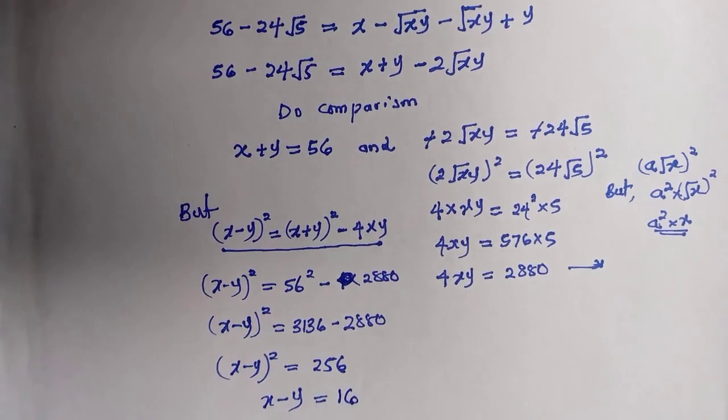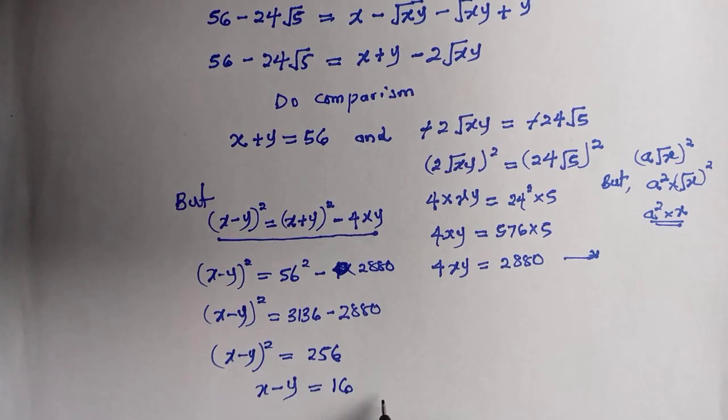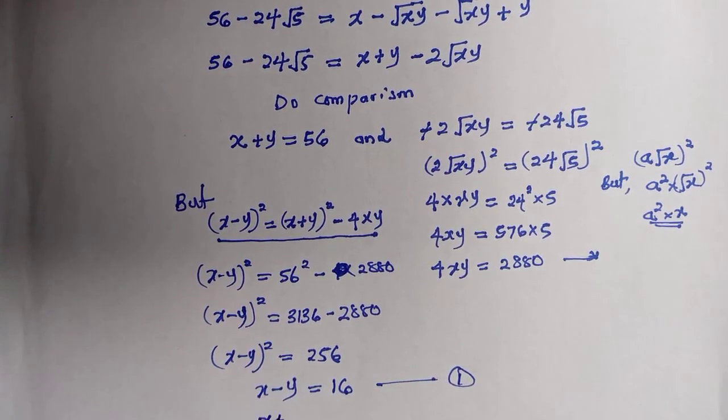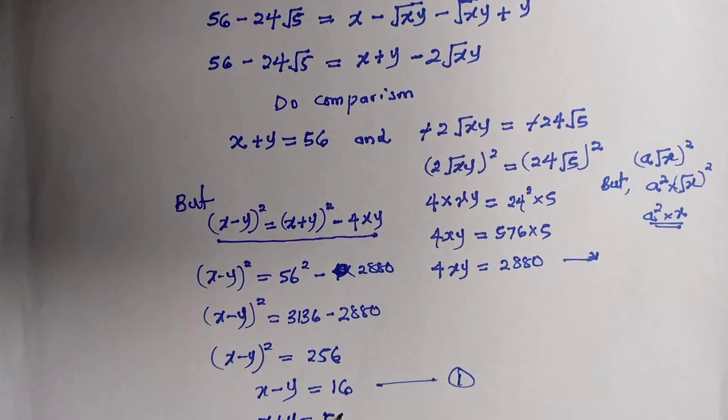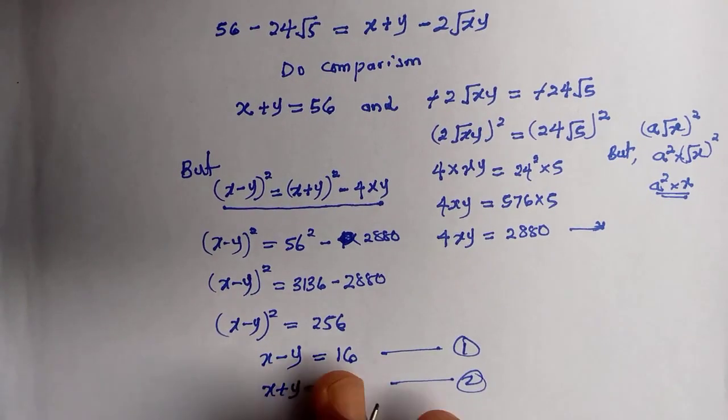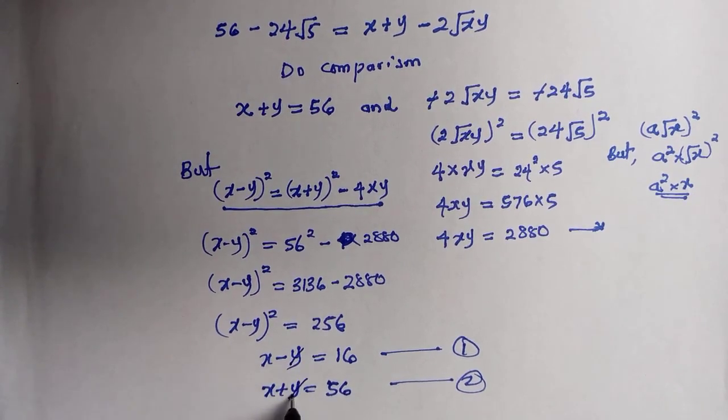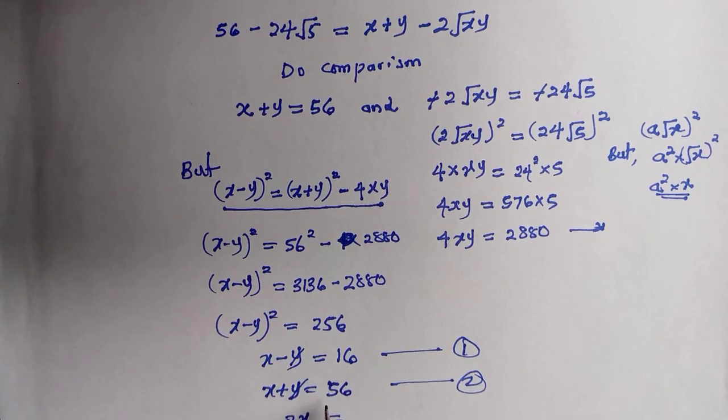So I want to make x minus y the subject. So let's call this one equation 1, and let's bring x plus y equals to 56 from above and call this one equation 2. And let's solve this simultaneously. By solving this, y and minus y will cancel. We have 2x equals to 16 plus 56, that is 72.